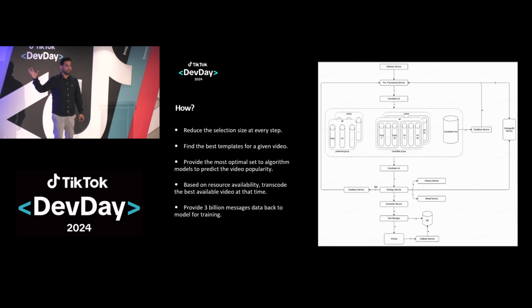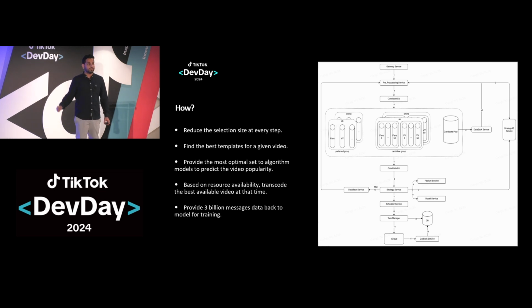One of the key principles of the whole system is to reduce the sample size. Why do we need to reduce the sample size? Because there are 3 billion messages. If I give 3 billion messages to the algorithm team, which my colleague will be touching on in the next presentation, they will say we cannot rank 3 billion messages on the fly. So we need to provide the right sample size to the algorithm team so that they can make the right decision.